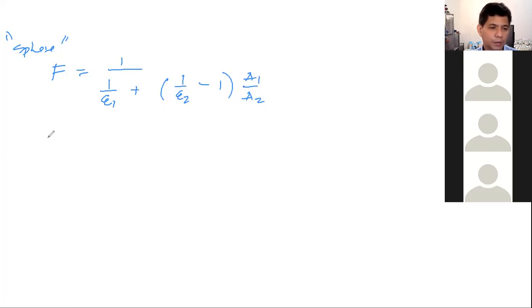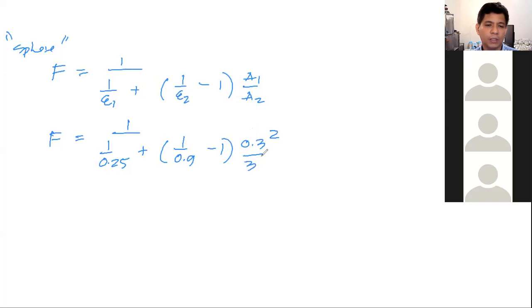Okay. So, let's substitute the values. Yung 1, yun yung sa smaller sphere. So, 0.25 yung E1 natin, kasi yung B yung 0.3. So 1 is yung smaller. Ito yung 0.25. Yung ito natin yung 0.9 minus 1. Tapos yung A1 over A2, ano lang yan? Diameter squared. So A1 is 0.3 squared, tapos A2 is 3 squared.